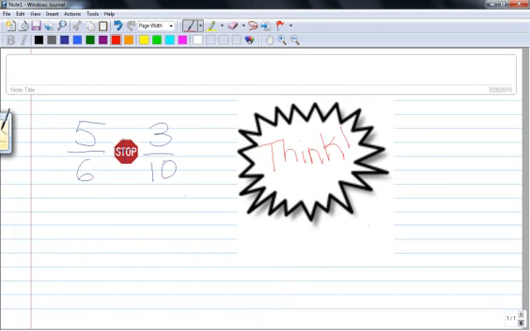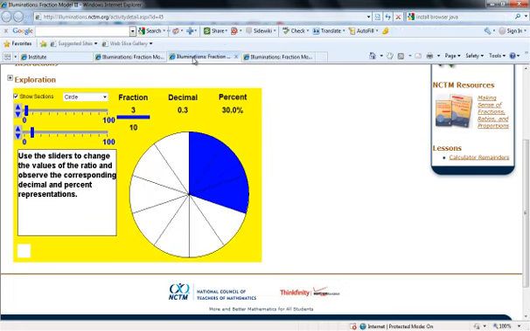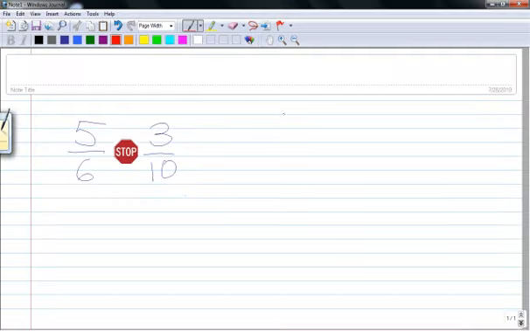You're adding 5 out of 6 of something and 3 out of 10 of something. So you might consider what that might look like. Here is 5 out of 6 in a circle and 3 out of 10 in a circle. Well, now you have to decide if we had one circle and we were putting 3 out of 10 and 5 out of 6 all together, what would that look like?